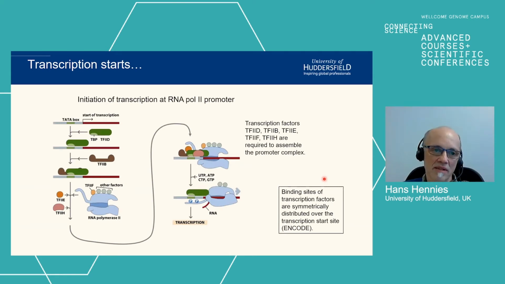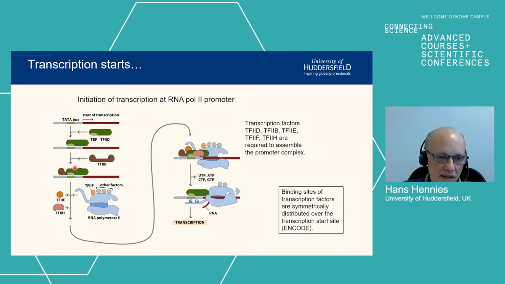So how does transcription basically take place? This would be the initiation of transcription at the RNA polymerase 2 promoter. We have the transcription start site here. We have the TATA box in front of the transcription start site. This is recognized by transcription factor 2D and the TATA binding protein.